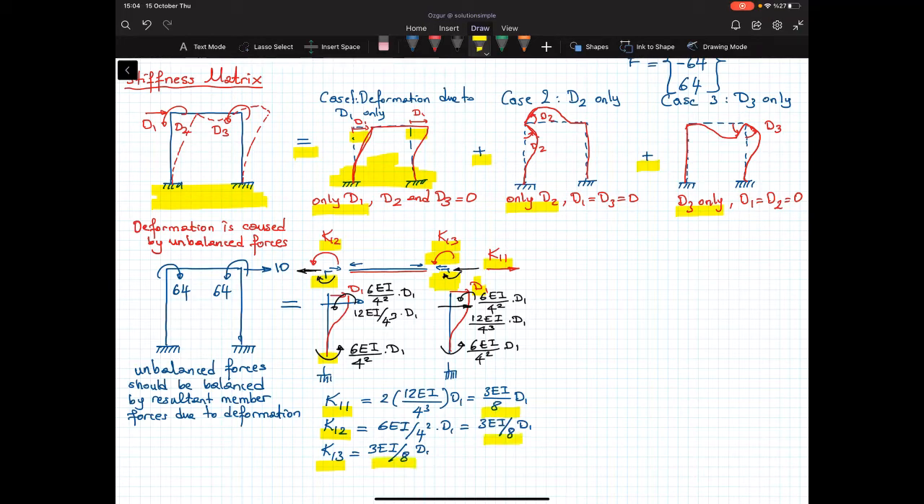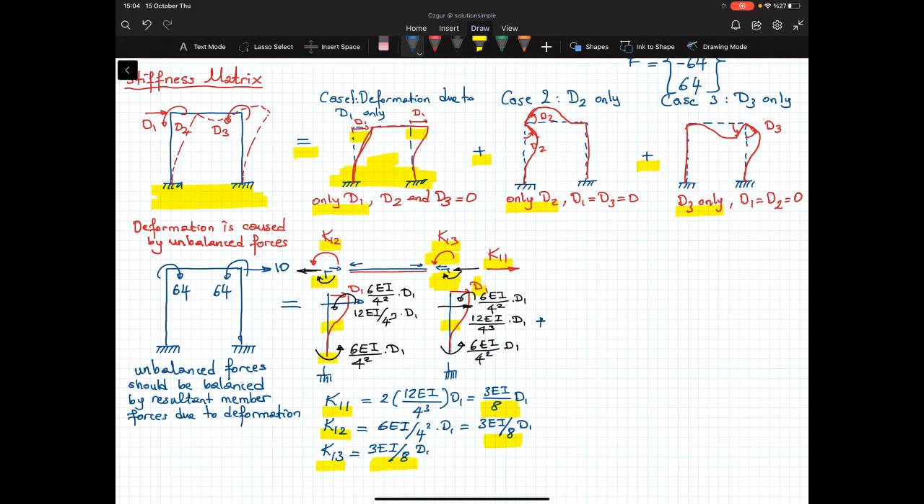How do I obtain them? For each member, I looked at their deformed shape by using the slope deflection equations. I calculated the end forces. Then I transfer them to the nodes, write down the nodal equilibrium equations, and I obtain these coefficients. And then I'll repeat the same thing for the other cases.